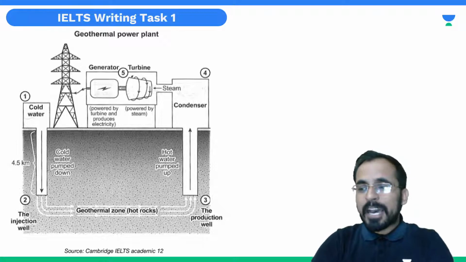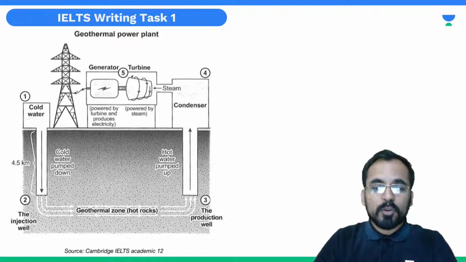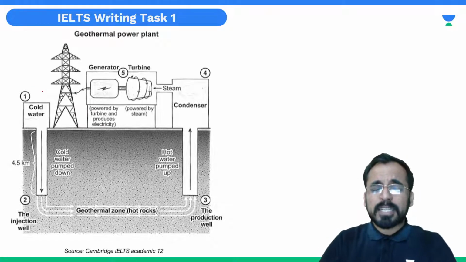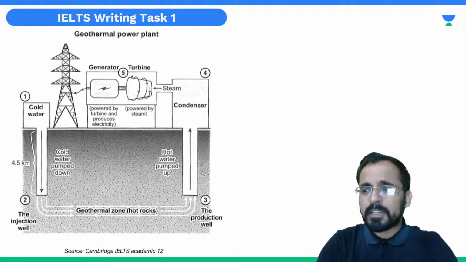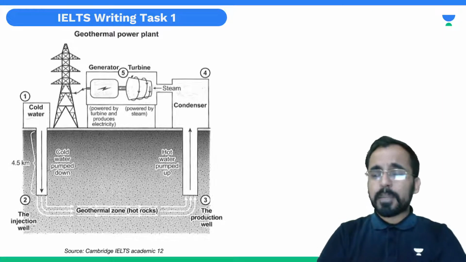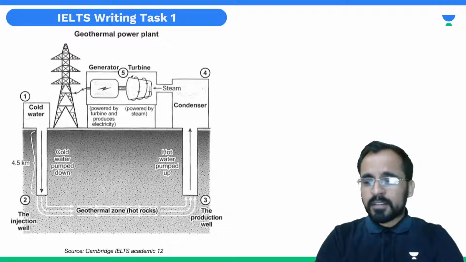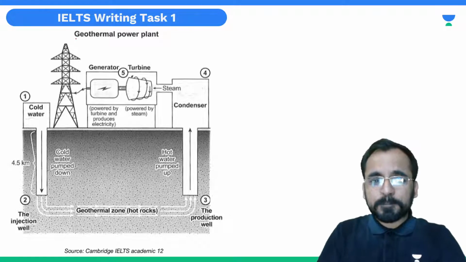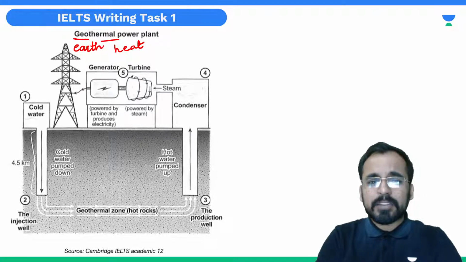Now, before we start with writing an IELTS process diagram, what do you see from this process? What exactly is it about? Can you make any assumption out of it? What can it be all about? So the title says it's a geothermal power plant, right? So geo relates to the earth and thermal relates to heat. That means it shows you the process of generation of heat from the earth, maybe electricity.